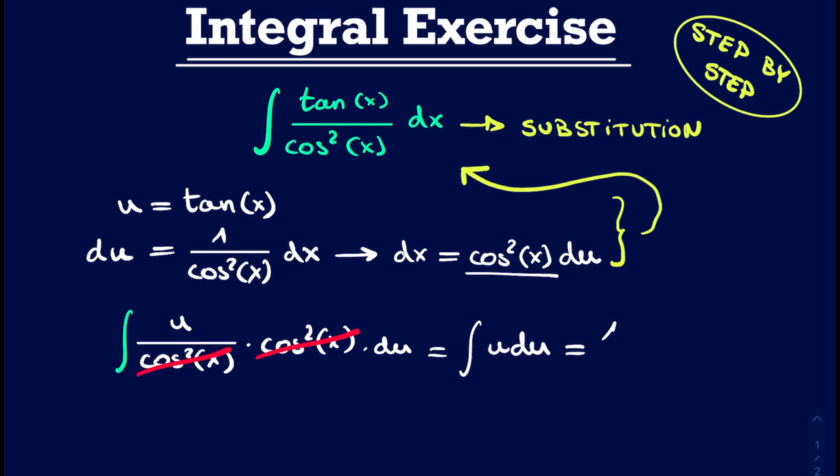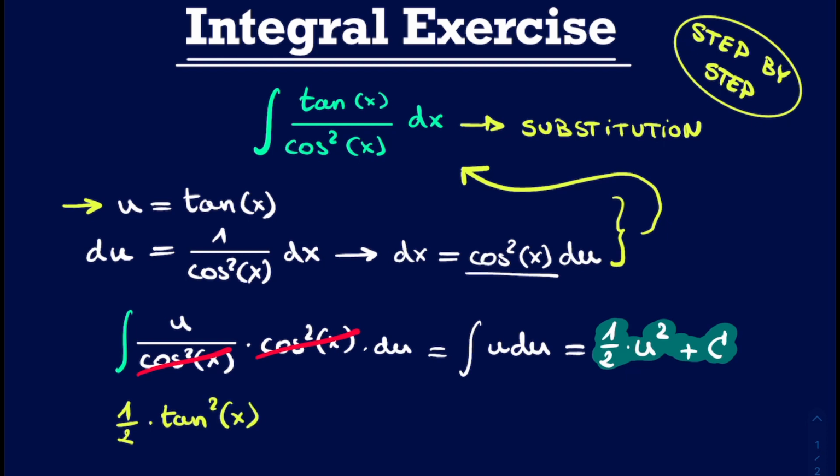for which we of course immediately know the answer to be 1/2 times u squared plus this constant c, which is there because we have an indefinite integral. Now we want to write this solution as a function of our original variable x. And to do so, we simply use our substitution here to rewrite it. And our solution will become 1/2 multiplied by u squared, and u is the tangent of x, so we multiply by the tangent squared of x. And we don't forget this constant c. And this is the final solution of our integral.